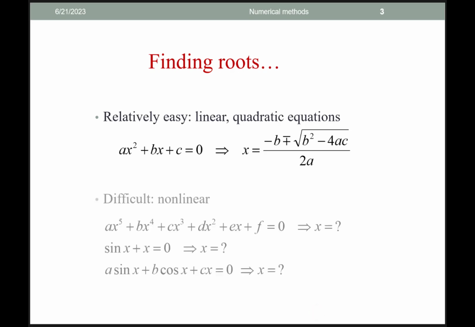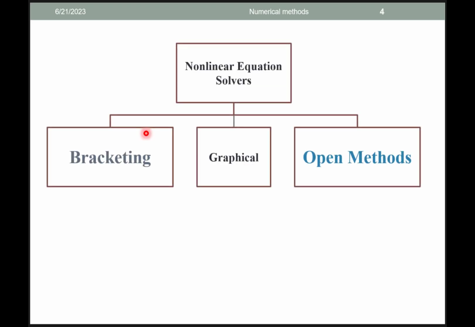Where numerical methods comes in is when we cannot use these simple methods, right? We have equations that are nonlinear, and we have some examples here that make it difficult to find the roots. So this is how numerical methods tries to tackle these problems using these three approaches. First one is called bracketing, and there's multiple methods under bracketing. We have a graphical approach, which basically you graph it and you try to approximate the root using the graph.